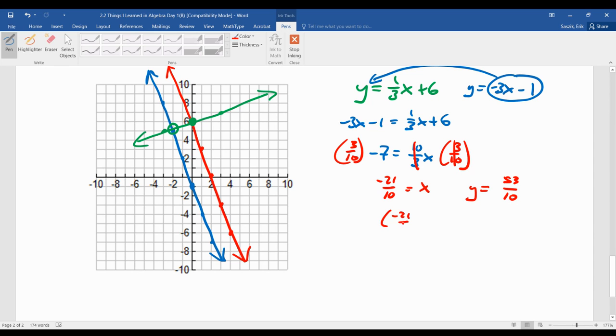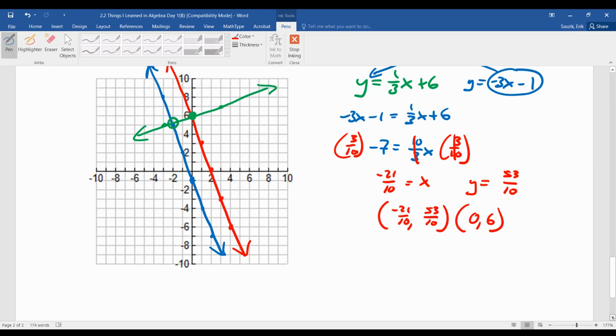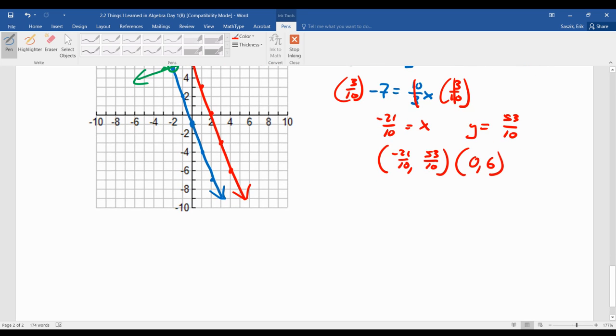Negative 21 over 10, comma, 53 over 10. And then remember, we knew that the other end was 0, comma 6. So that's what we have to find the distance between. We find the distance between those two points and we're all set. So this is the distance formula.